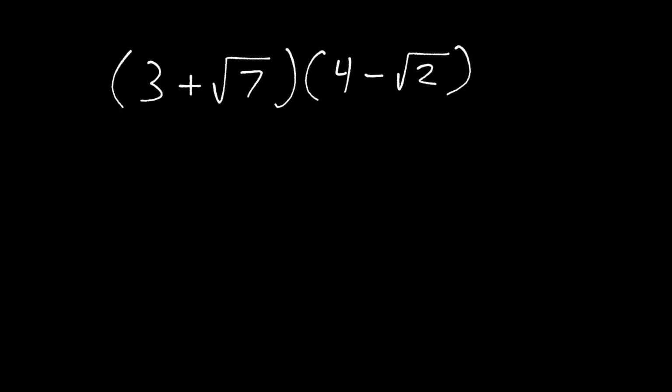You might think, oh, I'll just add and then multiply. You're going to deal with decimals. That's not too nice. What this really means is we get to do some distribution. We multiply our first numbers first. So 3 times 4 is 12. Then we multiply our outer numbers. So I have 3 times negative square root of 2, so minus 3 root 2.